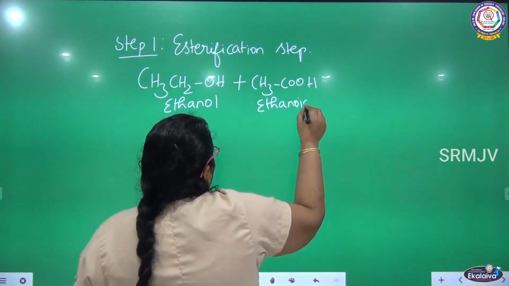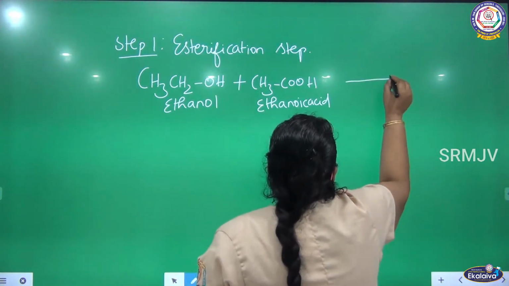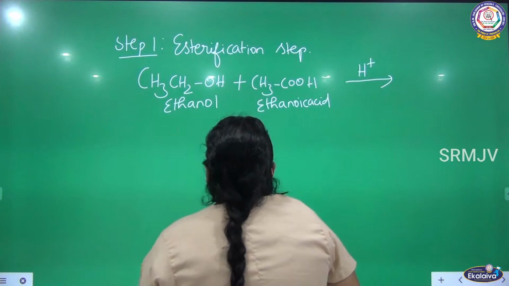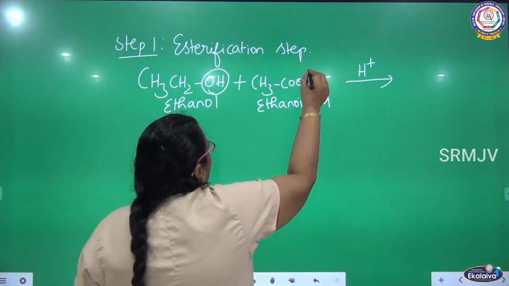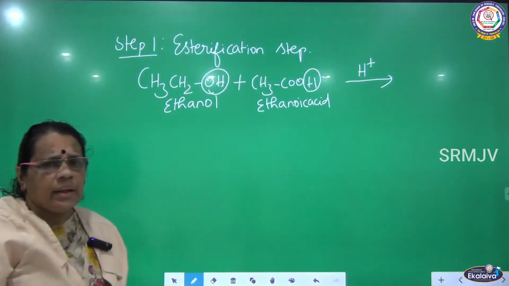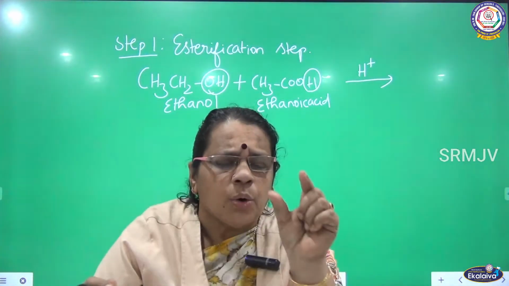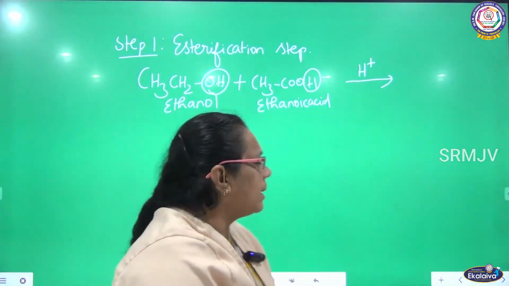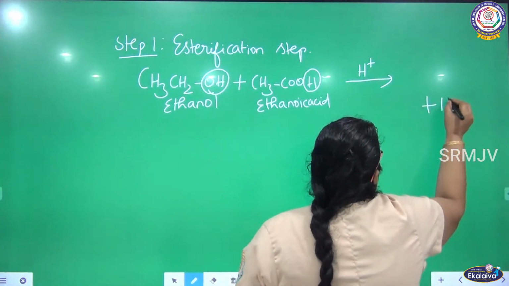What is the catalyst we are using here? In the presence of mineral acid as catalyst, H plus as catalyst. OH from alcohol and hydrogen from acid will be removed as water. So what is the byproduct we are getting here? The byproduct is water.